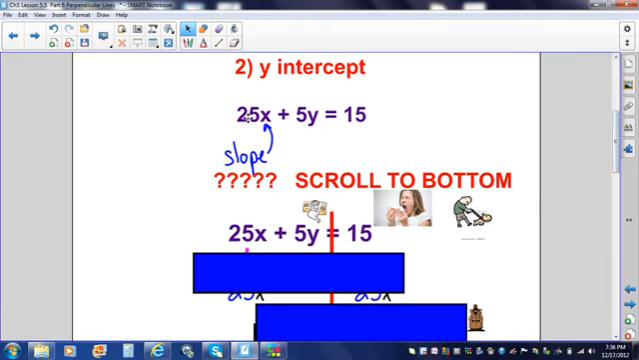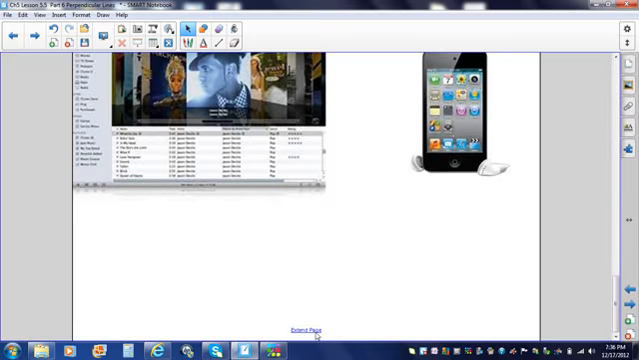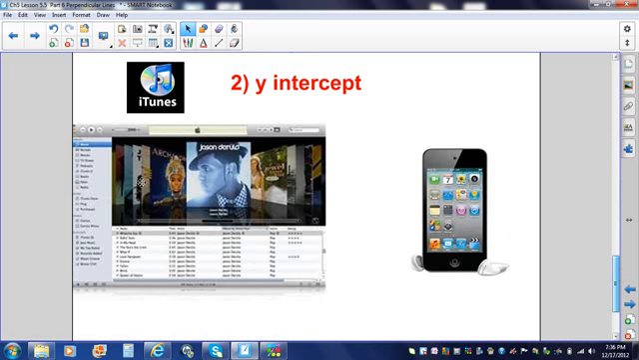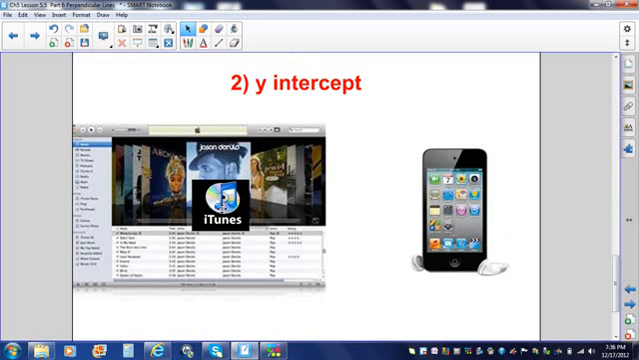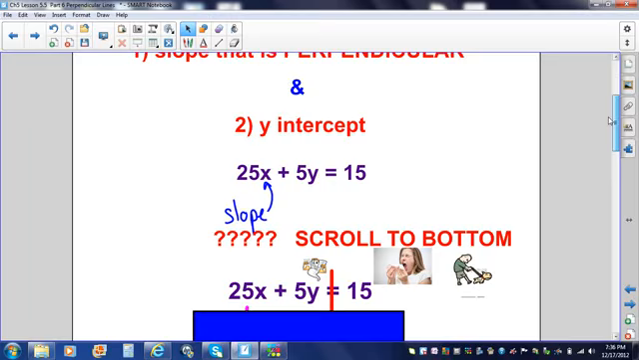So we have 25x plus 5y equals 15. Did you say the slope was 25? Oh no! Absolutely not. Here's why. If you went on to iTunes and you downloaded one of the songs that you enjoyed, you can't listen to that song on your iPod unless you move the song over to your iPod. Well, it's the same idea here.